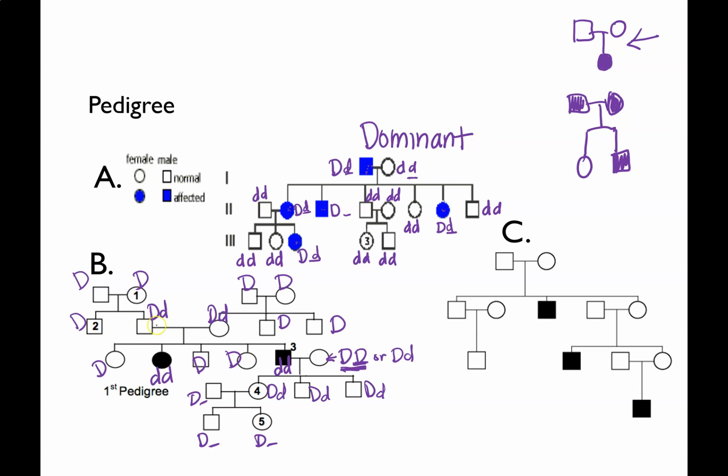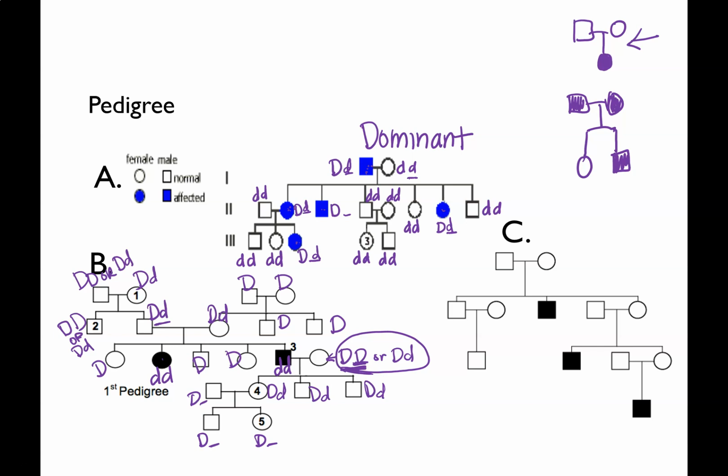We know that this parent had to get a little d from somewhere because they produce a child. So one of these parents is going to have to be big D, little d. The other is going to be big D, little d, or big D, big D. This individual is either big D, big D, or big D, little d. So I'll let you work out the other ones. If you don't know, just make sure that you write both big D, big D, or big D, little d.